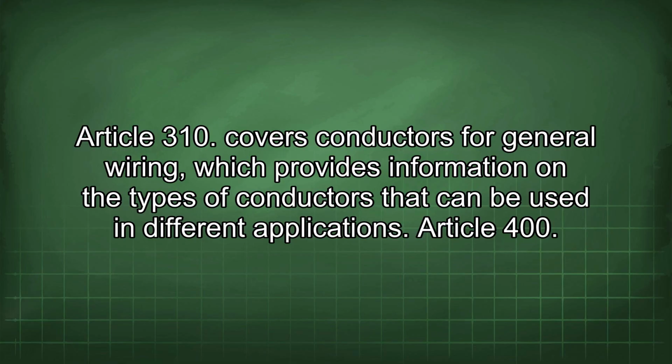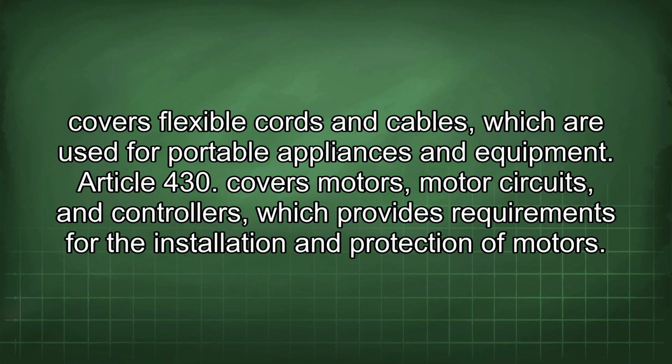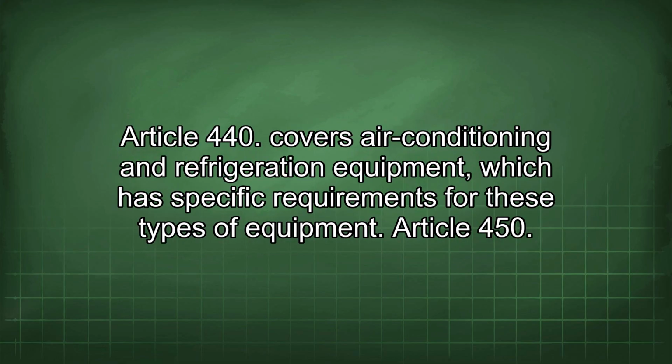Article 400 covers flexible cords and cables, which are used for portable appliances and equipment. Article 430 covers motors, motor circuits, and controllers, which provides requirements for the installation and protection of motors. Article 440 covers air conditioning and refrigeration equipment, which has specific requirements for these types of equipment.